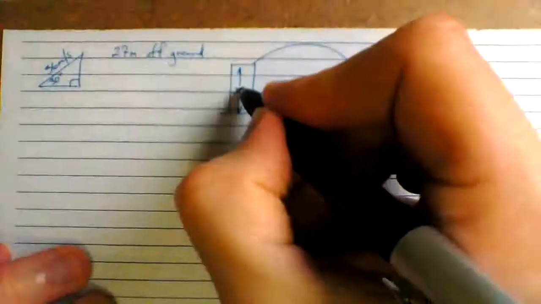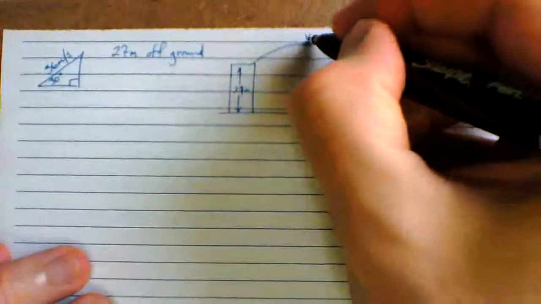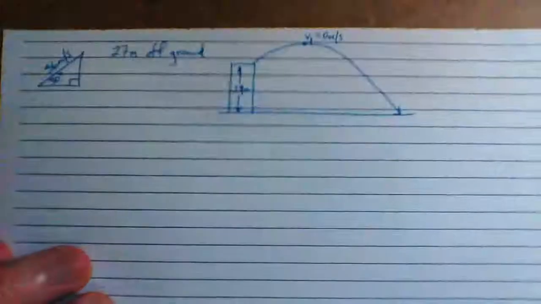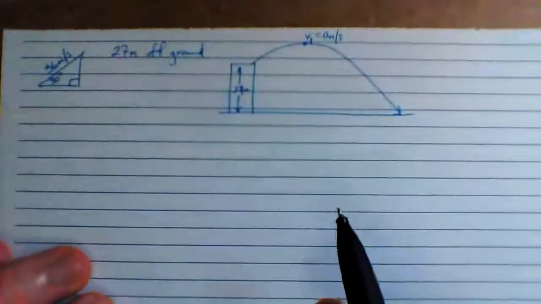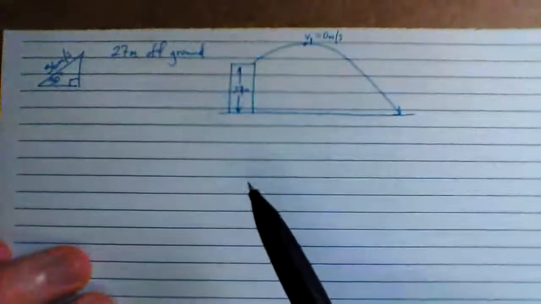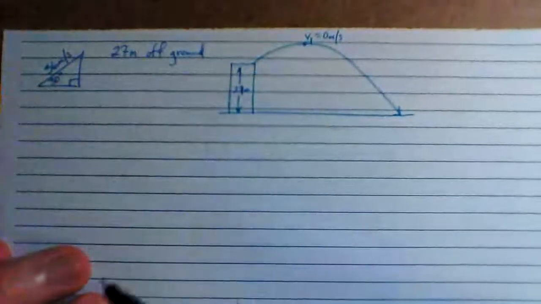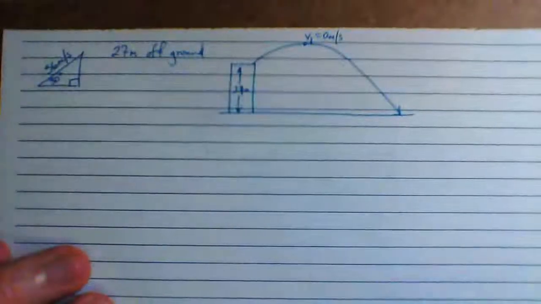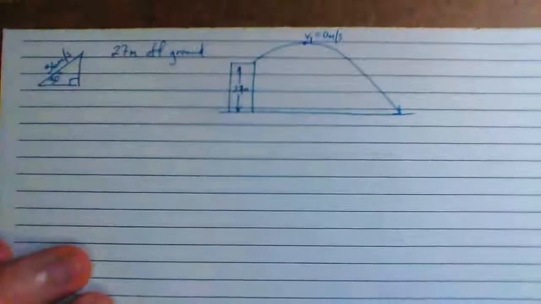And then I am going to say my velocity at the top in the y direction is 0 meters per second. Why is it 0 meters per second? Because if it were any greater or any less, it would be on the way up or on the way down. And at the very top, it's obviously not moving up any further. It's only going to move down after that.